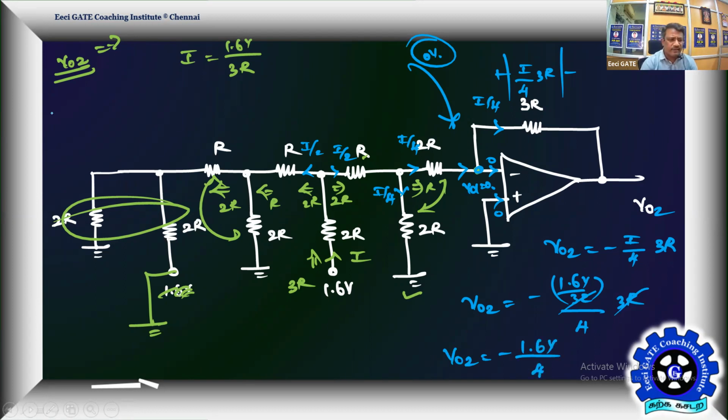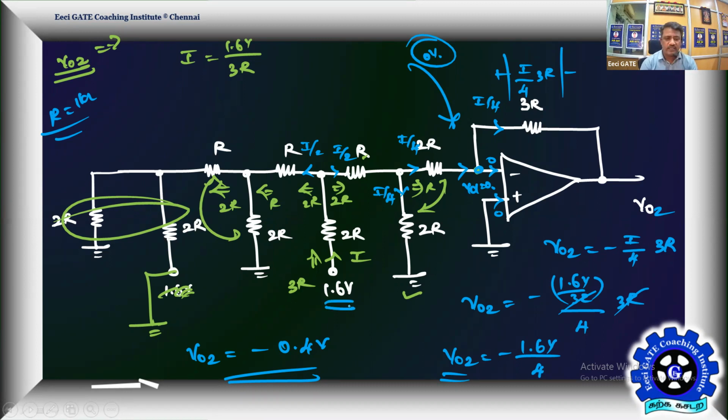Probably R is given as 1 kilo ohm. You can play with that current also as a number, but still you will end up with the same response. Instead of R's, you can play by actual numbers. So then V02 is equal to minus 1.6 by 4, which is minus 0.4 volts. Therefore, what is the answer? You got V01 as minus 0.1. V02 also follows similar steps as your V01, but this is rapid because it is excited here.